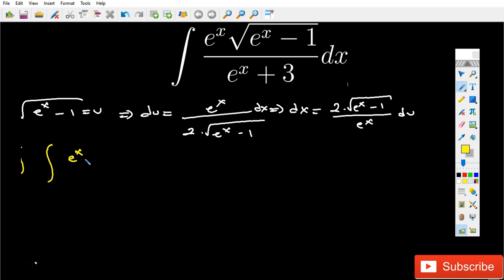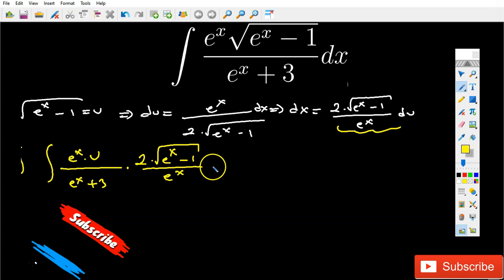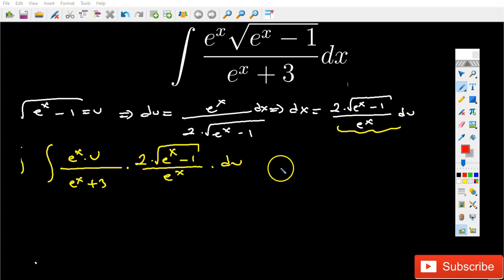e to the power of x times 4 square root of e to the power of x minus 1. I'm going to switch it with the u. Divided by e to the power of x plus 3 times dx. I'm going to switch it with this expression, as you can see. So 2 times e to the power of x minus 1 under the square root over e to the power of x times du. So as you can see, we can simplify this e to the power of x right here.